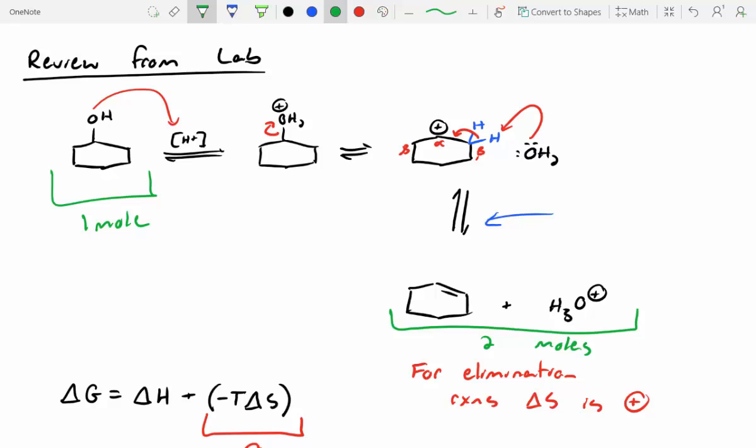Make sense? All right, tomorrow when we come in, we're going to talk a lot more about the mechanistic details behind E2 in particular.